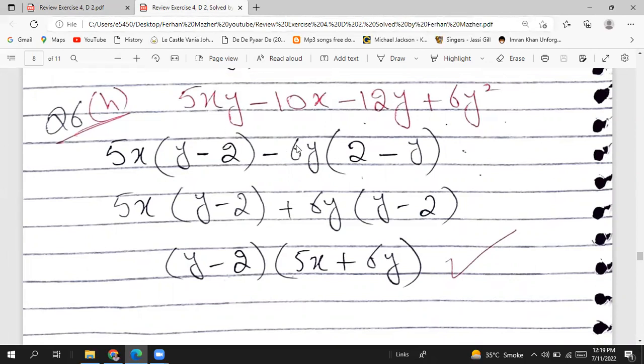These two brackets are not exactly the same, so I have put a negative out. Here you will have minus 6y times bracket y minus 2. When I have taken negative out, the signs have changed and the order has changed. Now you can see this y minus 2 is present in both the terms, so take that common. From here, you are left with 5x, and from here, plus 6y... I mean minus 6y as taken. This is how you do question number 6 and its H part.